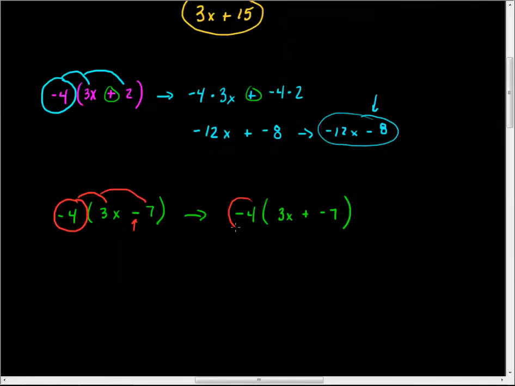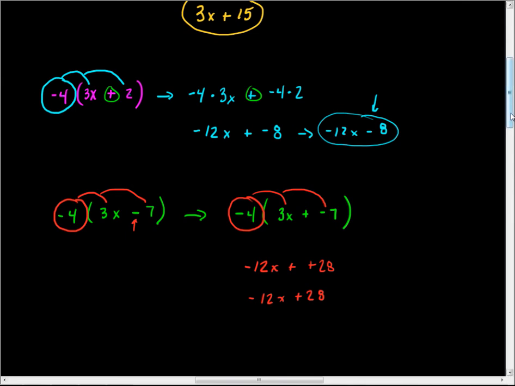So we take our negative 4 and we distribute it to our 3x and our negative 7. Well, negative 4 times 3 is negative 12x plus negative 4 times negative 7 is a positive 28. Well, we could simply rewrite this as negative 12x plus 28. And that's how you deal with subtraction. It's no big deal.